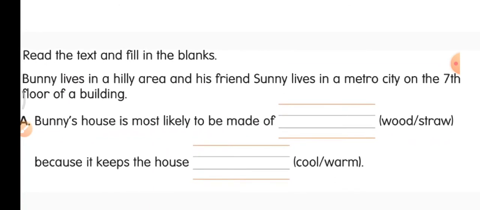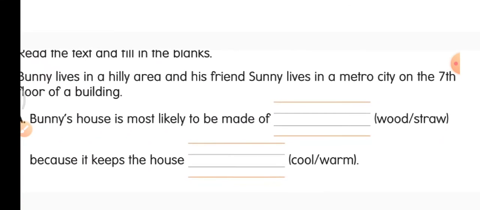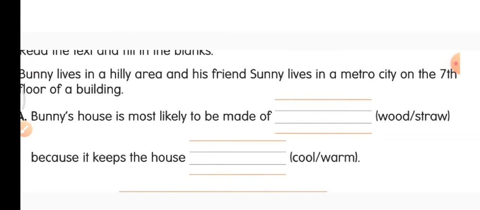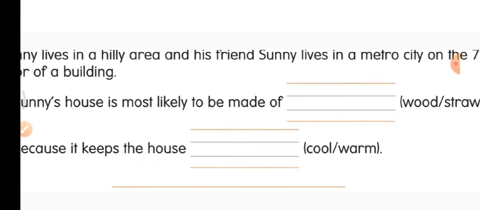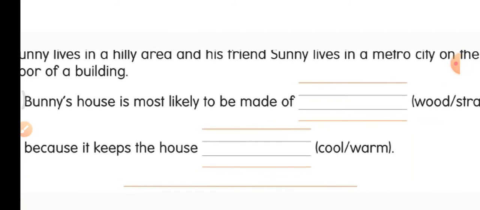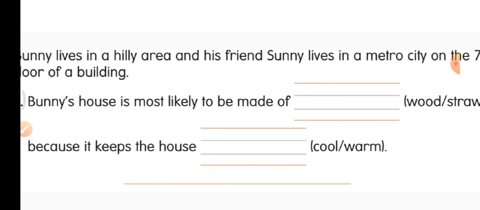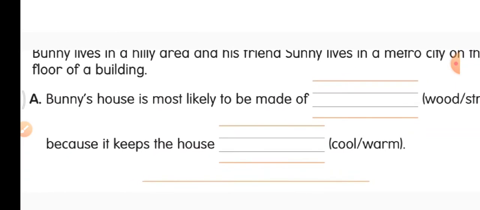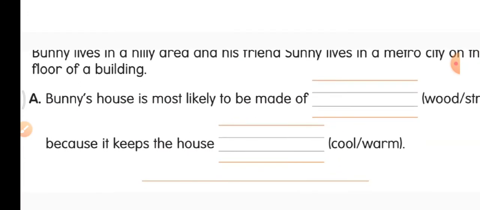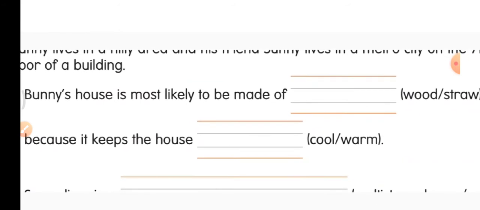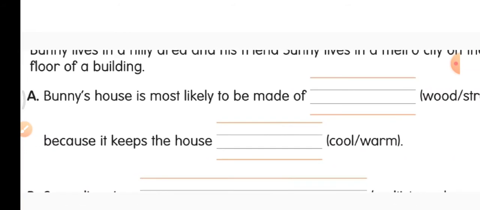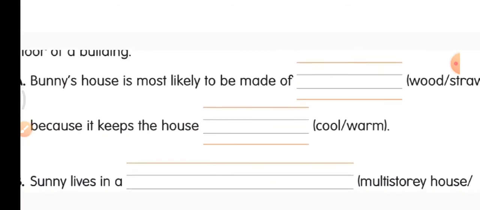Bunny's house is most likely to be made of wood. Write wood here because it keeps the house warm. So Bunny's house is most likely to be made of wood, because it keeps the house warm. First blank wood, second blank warm.